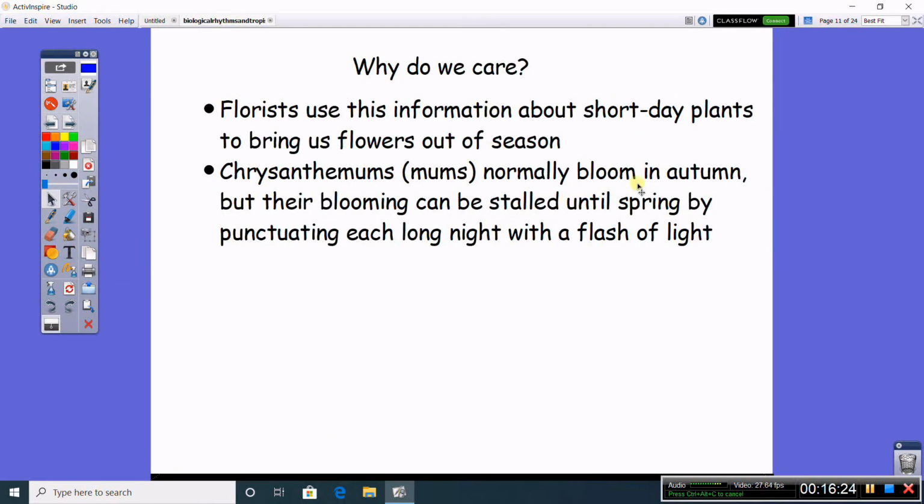Okay, so chrysanthemums normally bloom in autumn, but their blooming can be stalled until spring by punctuating each long night with a flash of light.